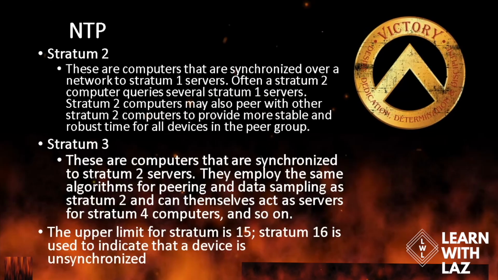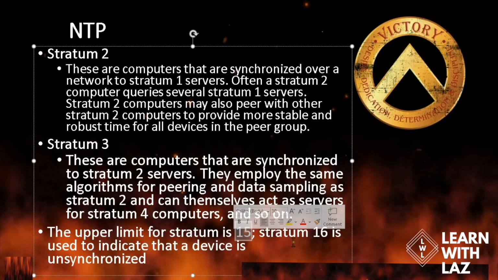They employ the same algorithms for peering and data sampling as stratum 2 and themselves act as servers for stratum 4 computers. The stratum 3 do for stratum 4, and it goes on and on. Now, the upper limit is 15. That's the highest it goes. If you go above 15, it's going to consider itself unsynchronized. So it's like RIP, all right? Maximum hop count is 15. So that's what the stratum levels are.